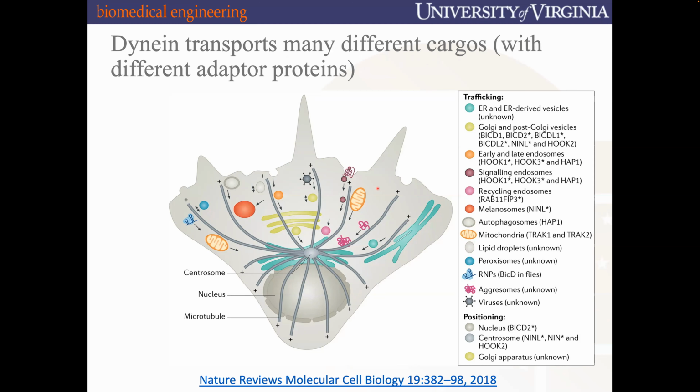So cargo transport in dyneins is, again, facilitated by these adapter proteins. And these adapter proteins can bind a wide variety of things. So again, similar to kinesins, this is a schematic that just shows how many of these different types of cargoes can be facilitated by dynein transport. And something to appreciate here is that these are not just small proteins.